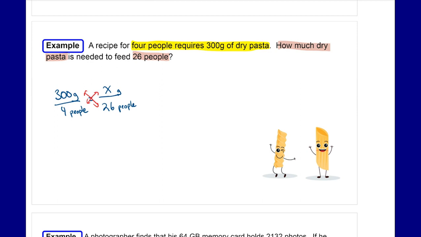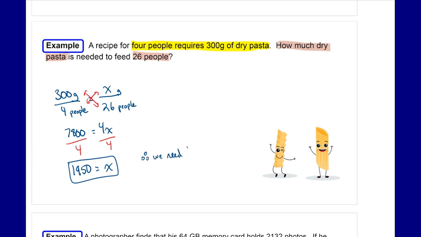26 times 300 is 7,800, so 7,800 equals 4x. I'm going to divide both sides by 4, and I get 1,950 equals x. So therefore, we need 1,950 grams of pasta.